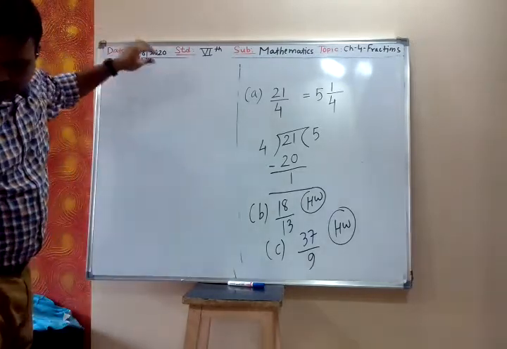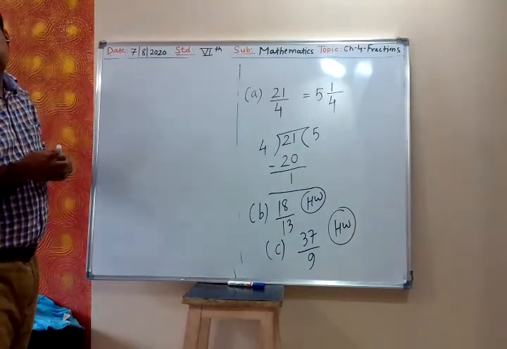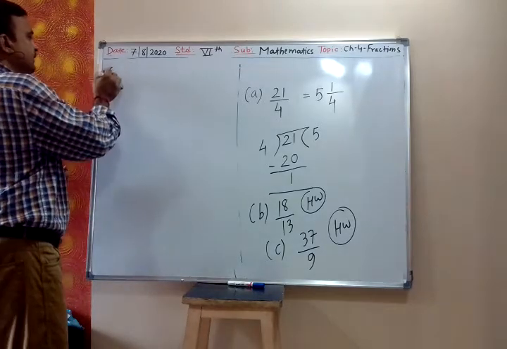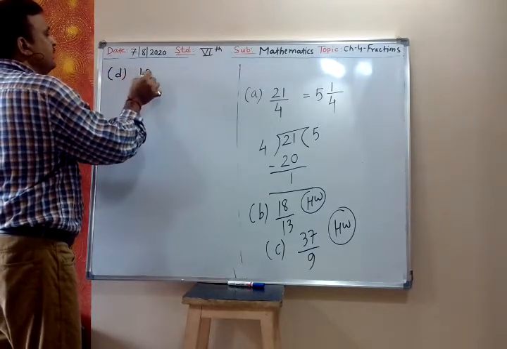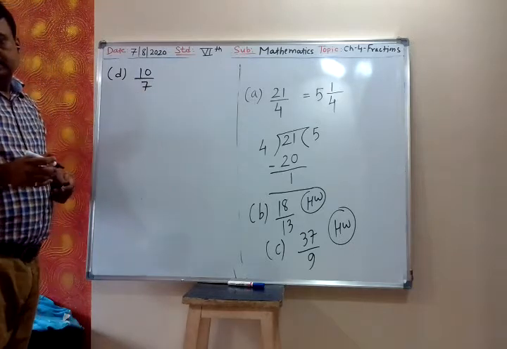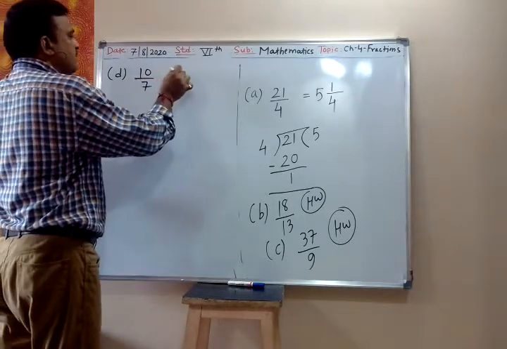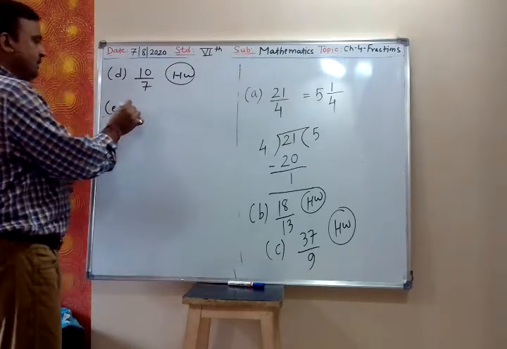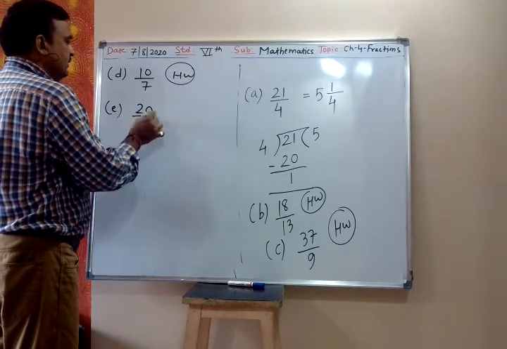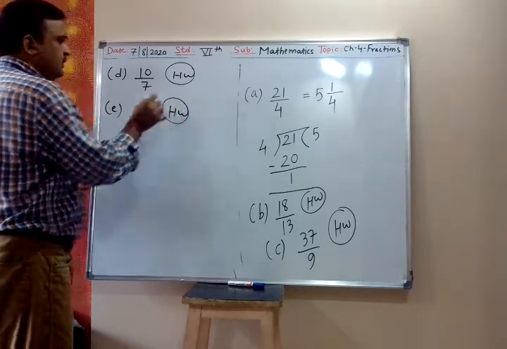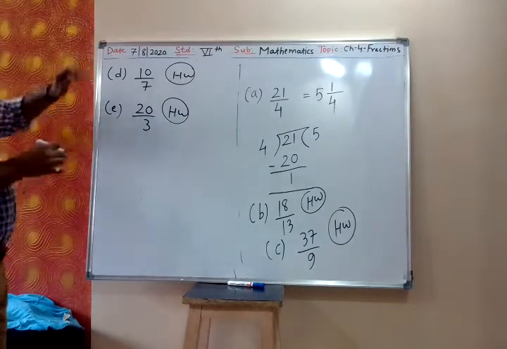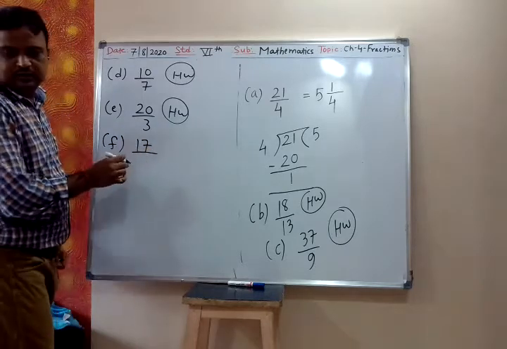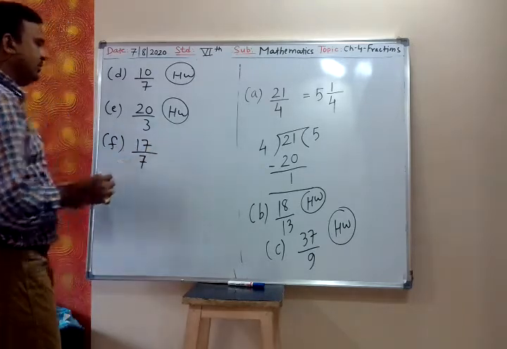Now D is 10 by 7. Let us take this as homework. Then E, 20 by 3. This is homework. Then F, 17 by 7. Let me do F.